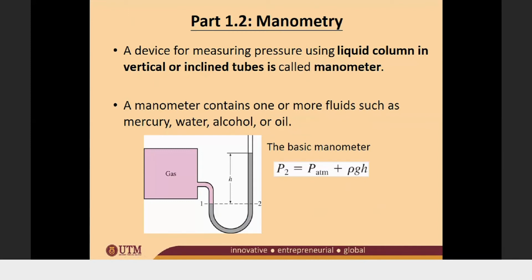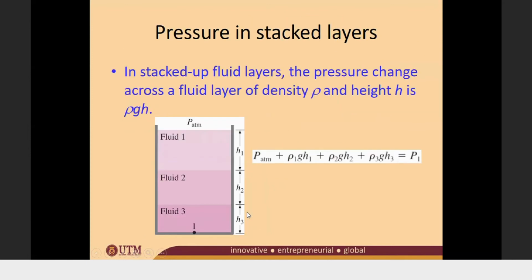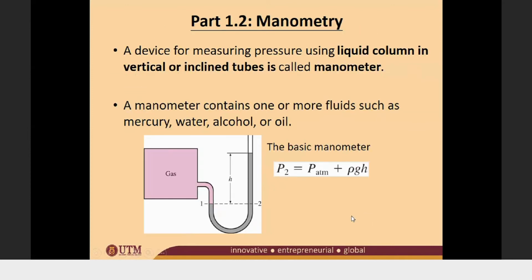Okay, so if we want to measure the pressure, we use the manometer. So this is the manometer. Let's say you want to measure the pressure of this gas. So you put some manometer fluid, let's say mercury, and then by measuring the h, you can measure the pressure of the gas. So P2 or P gas is equal to P atm plus rho g h. I will explain this later.